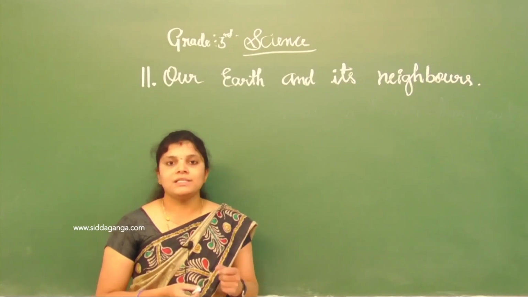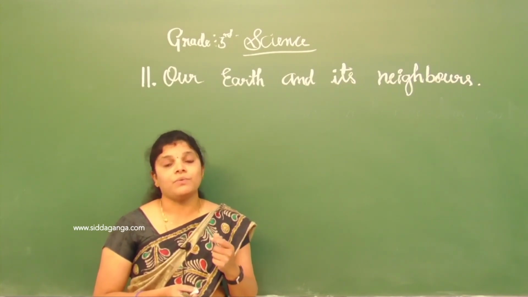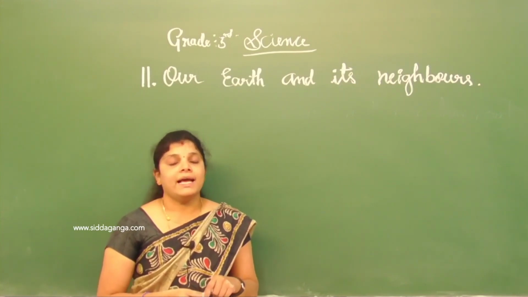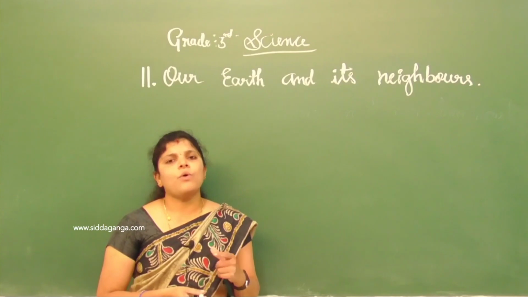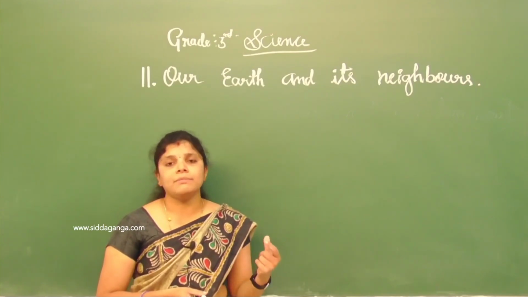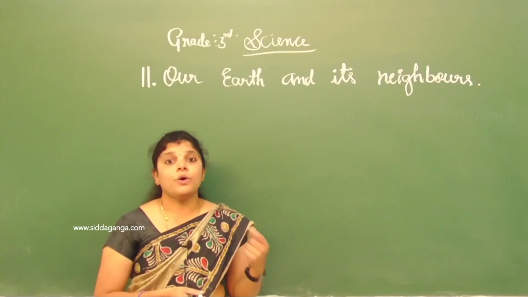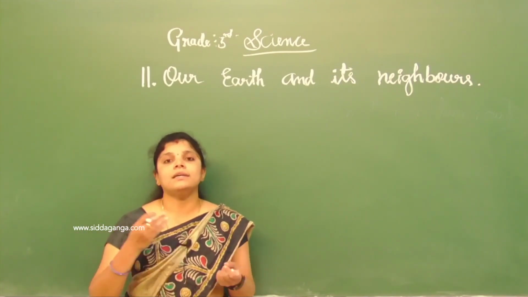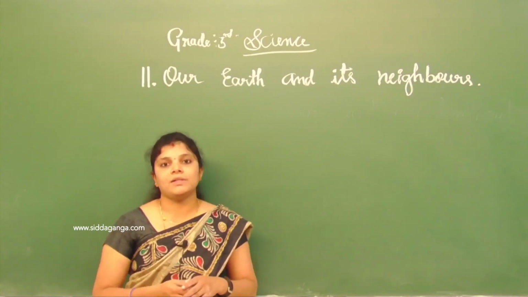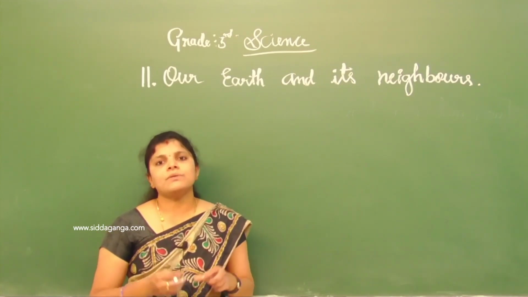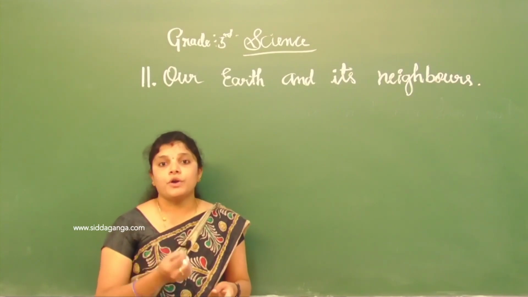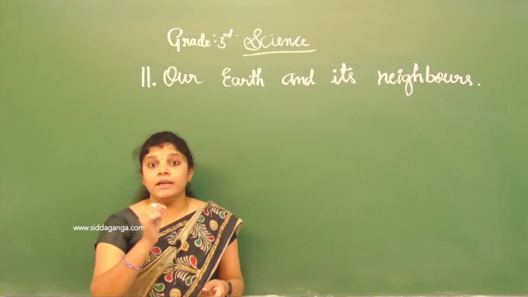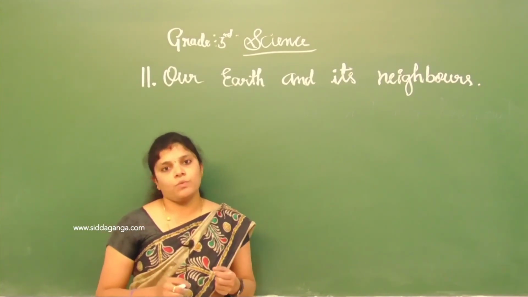In our solar system, the earth is very different also. Why? Because life exists only on the earth. This is home for all plants and animals and also non-living things. This earth is mainly made up of rock and soil on the surface of the earth. Three-fourths of the surface of the earth is covered with water also.